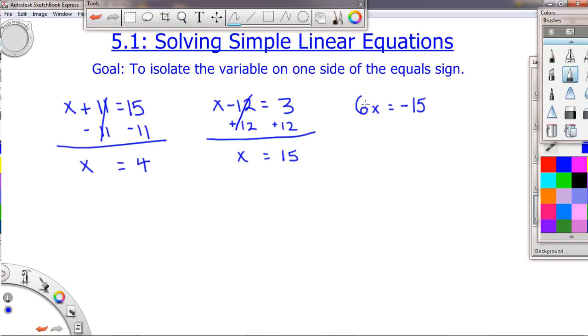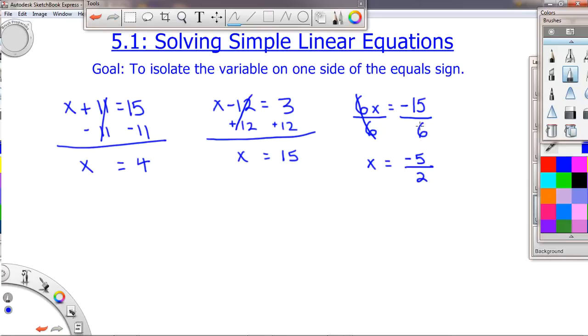What I have to do here is realize that this is 6 times x. So in order to cancel this out, I'm going to divide by 6. Divide this side by 6 as well. So here, 6x divided by 6, you can see that the 6 is canceled. And I'm left with x is equal to, what's negative 15 divided by 6? Well, it's not a whole number. So we're going to make this a fraction. I'm just going to simplify this fraction. The greatest common factor is 3. So I divide the top and bottom by 3. That's going to give me negative 5 over 2.